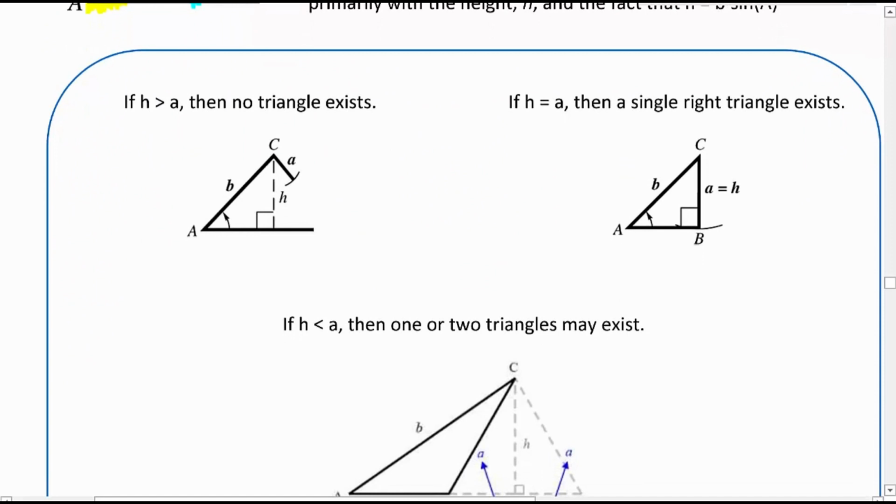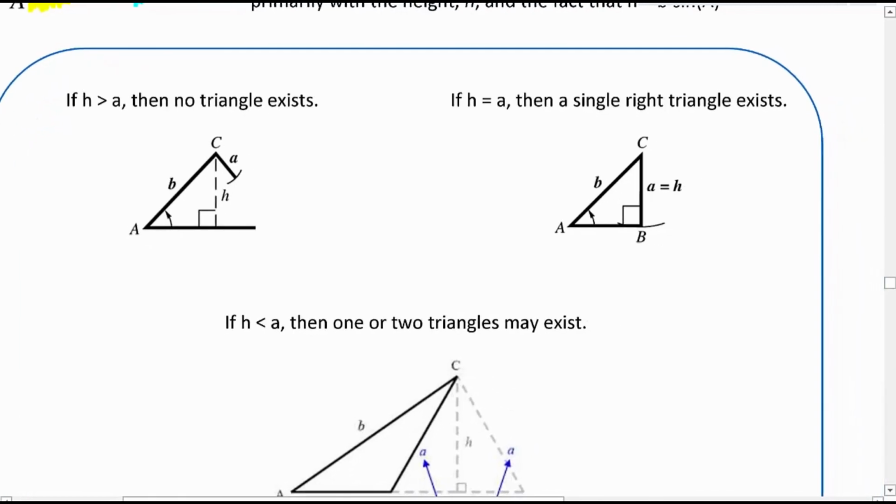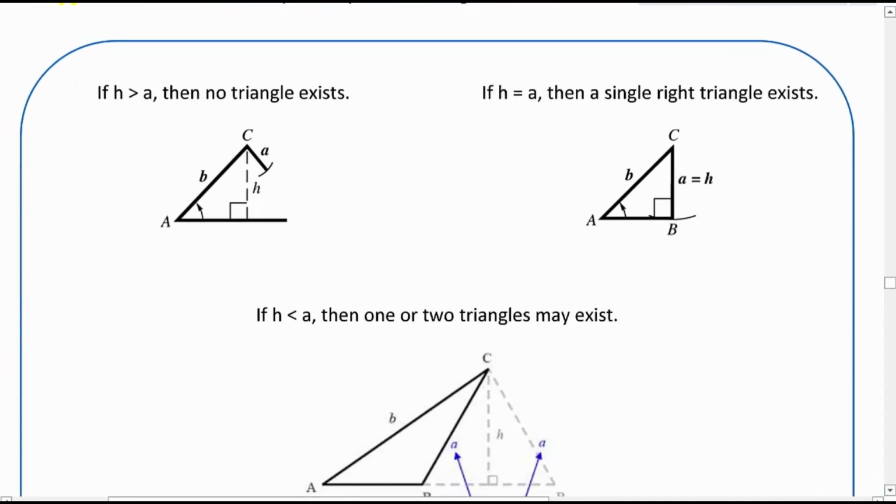Okay, so our first situation is if that h that we found, which is the height, the shortest distance between our angle and our side, if our height is greater than a, then no triangle is going to exist because that side a isn't long enough to touch the bottom. Now, if h and a are exactly the same, then a single right triangle exists because it's the shortest distance. There's that perpendicular at the bottom.